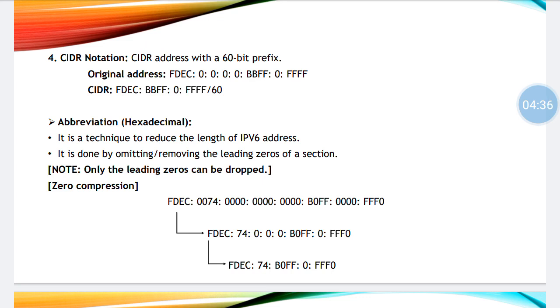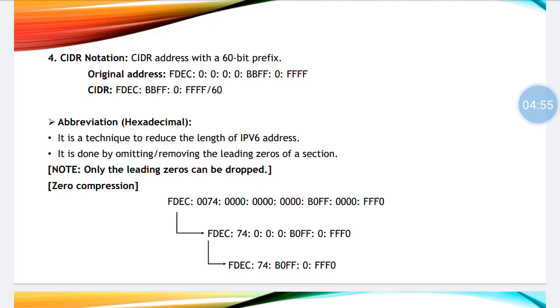So coming to CIDR notation, CIDR stands for classless interdomain routing, which is a method for allocating IP addresses and for IP routing. So it serves twin purposes. It allocates IP addresses as well as is used for IP routing.